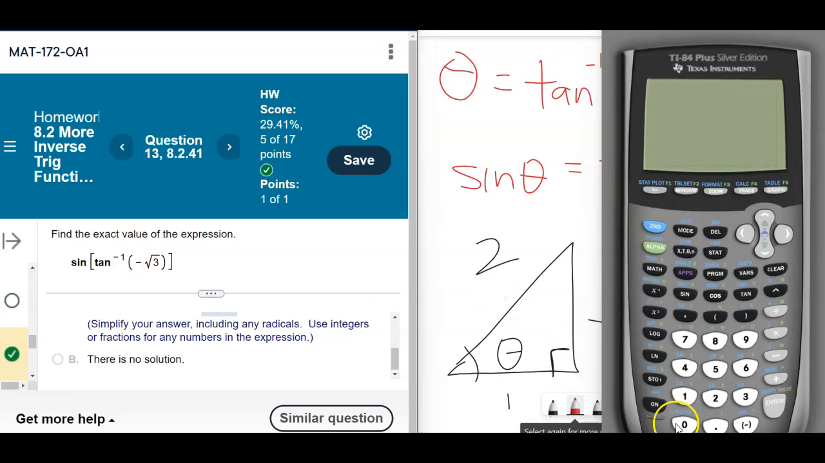Alright, once again, let's show that I can do the same procedure with a calculator. We have to remember that we have to square, because it's going to give us a decimal. So I'm going to type in the sine of the inverse tangent, which is second tangent, of the negative square root of 3. Close off these parentheses, hit enter. It gives me that number.